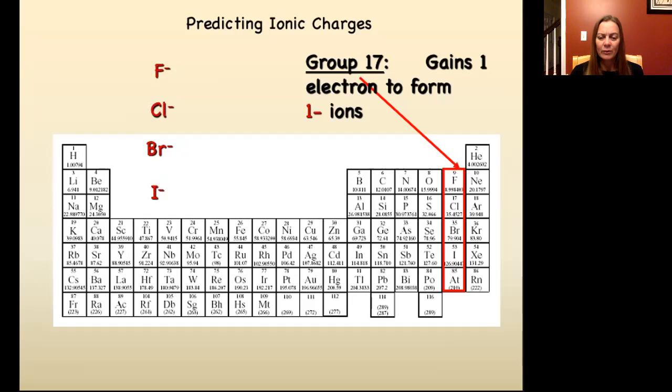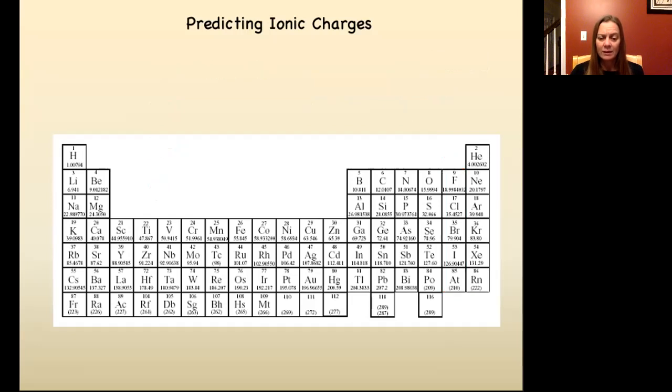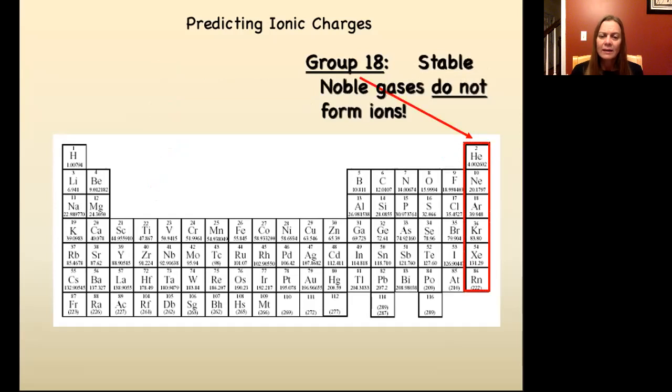Okay, so last one then is going to be, whoops, I skipped one, sorry, group 18, or the noble gases. And because the noble gases already have 8 valence electrons, they are stable and they do not form ions. So we've covered all of the main groups, groups 1, 2, and then 13 through 18.